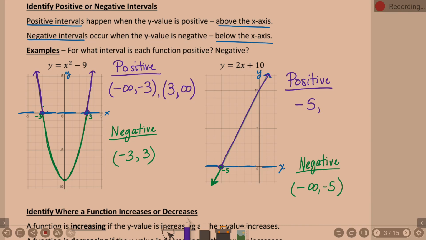When's it going to stop being positive? Never, so infinity. Infinity always uses parentheses. The -5 is neither positive nor negative. Technically, at -5, what is the y value? It's not positive, it's not negative, it is 0. And that's why it's the breaking point.